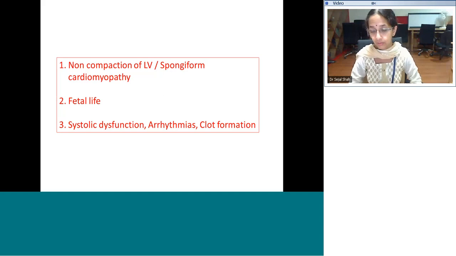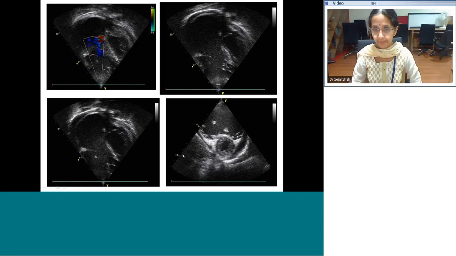Though we do not have very clear guidelines, I think the question comes, should we give antiplatelets to them? No role for empirical antiarrhythmics, and follow-up is definitely needed. And second thing is, there is some connection between carnitine deficiency and isolated spongiform cardiomyopathy. So there is some role of carnitine in these babies. Good. So now we will go to the next case. So we have 4 videos here.